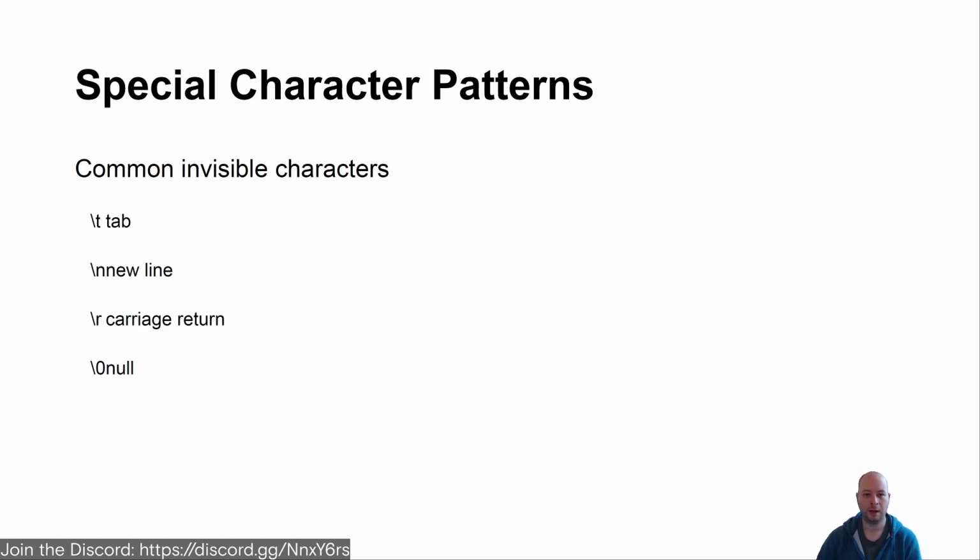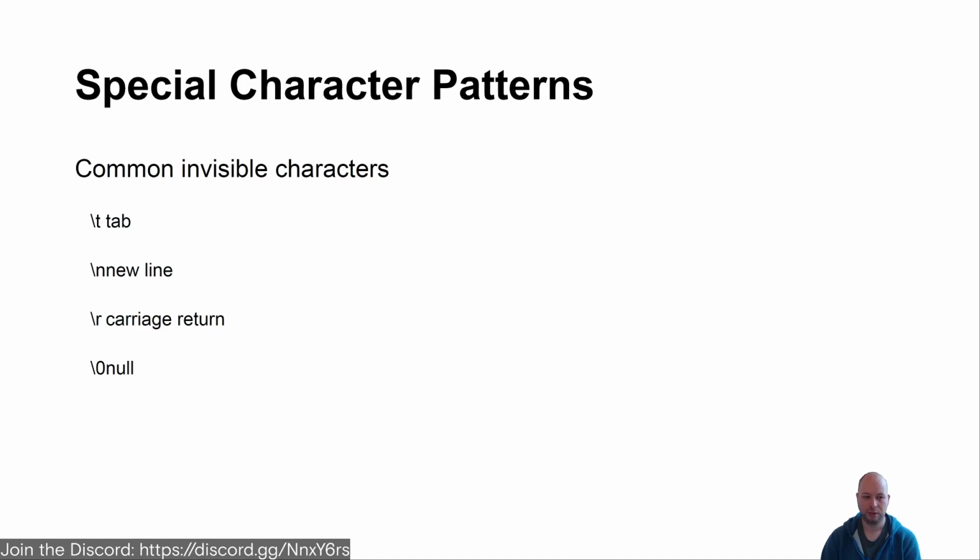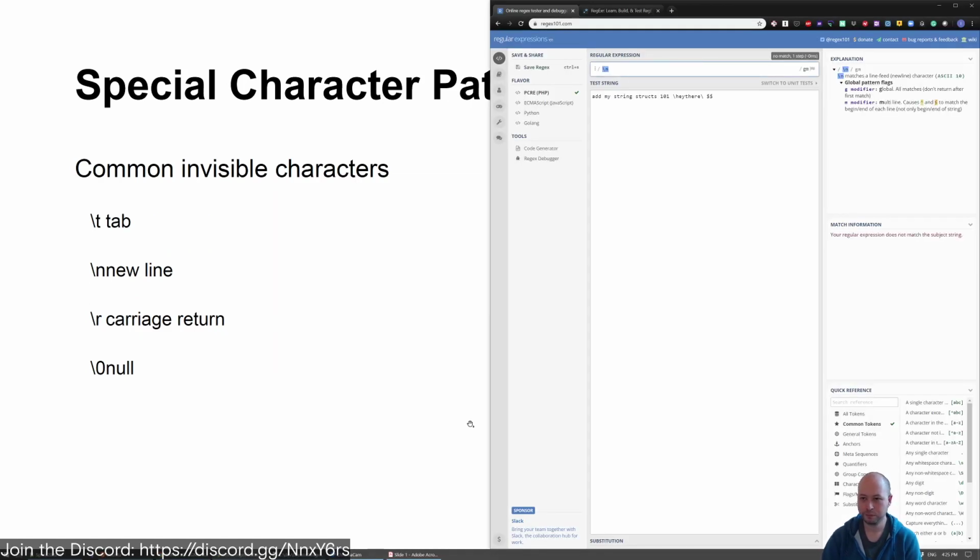Check it out. There are a lot of special character patterns. So for example, slash T is tab, slash N is a new line, or carriage return. These are common invisible characters that we have in strings. And to type match those, you can effectively use them. But say I actually wanted to do the actual slash N, that's the way I would do it. But this way, if I have a new line, it'll match the new line, right?